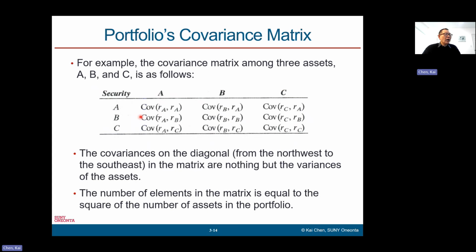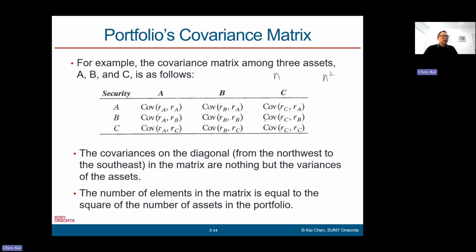Okay. Now let's generalize the case. If we have n assets, now let's say in our portfolio the number of assets is n. Then how many covariances in the covariance matrix will we have? Okay, it is easy, right? That should be n squared.